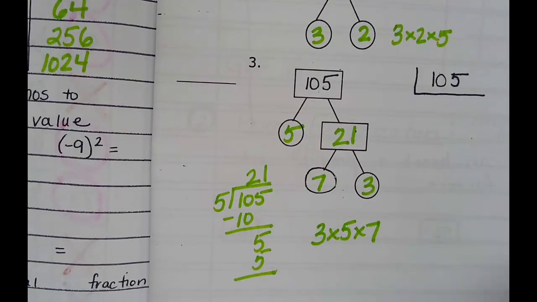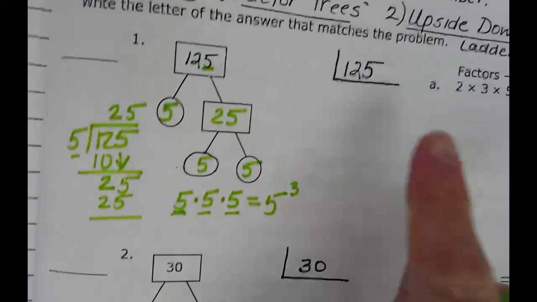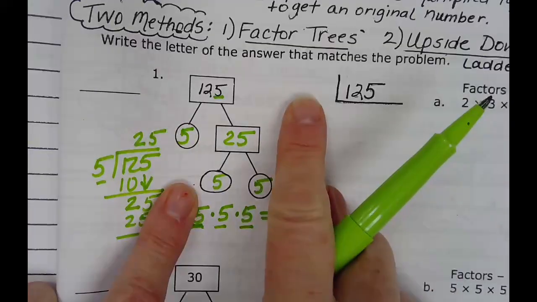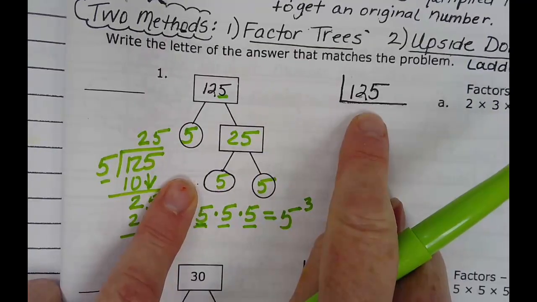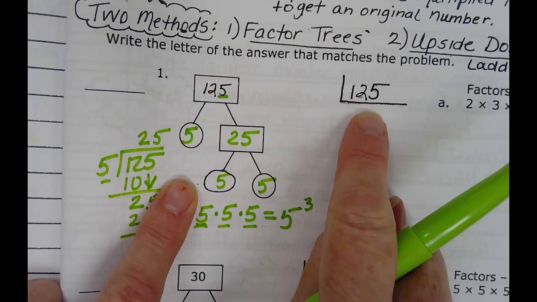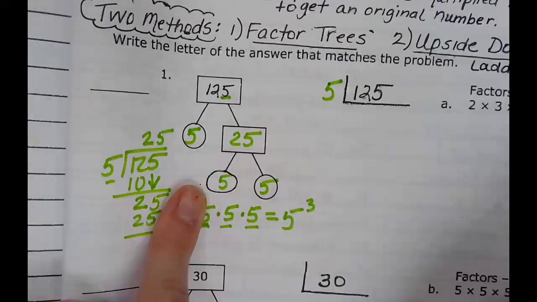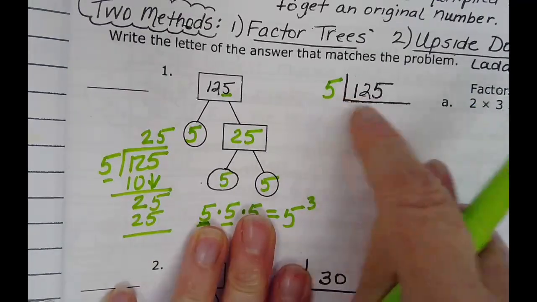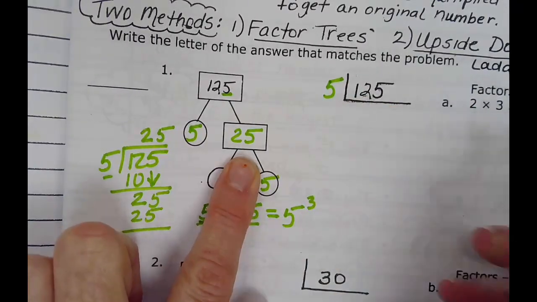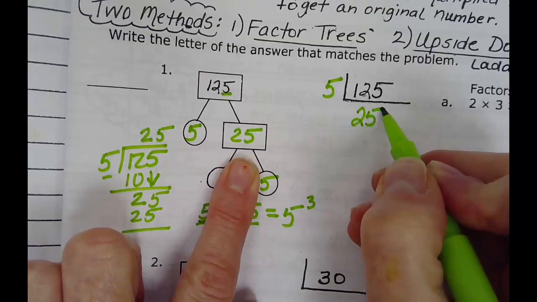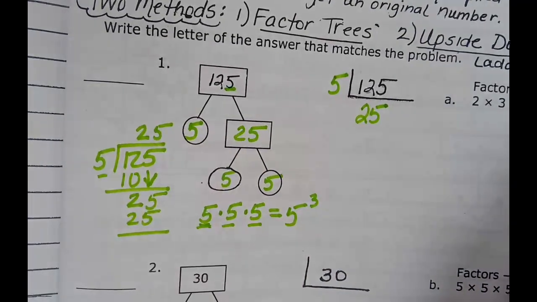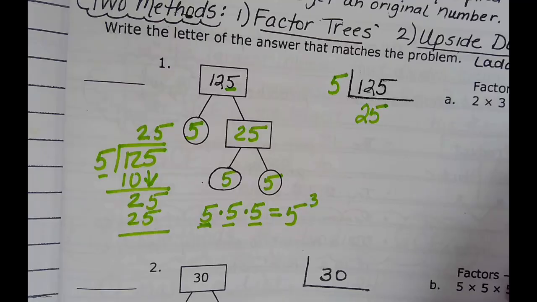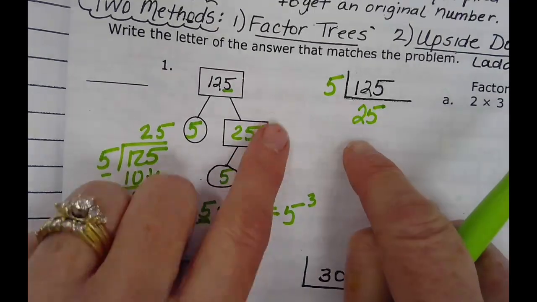It's called upside down division. You must use a prime number to get started. So I'm going to go back. Same number. What number do I know goes into 125 that's prime? 5. Then I'm going to put it underneath instead of on top. How many times does 5 go in 125? So you're going to put 25. You're going to keep breaking this down until you only have a prime number.